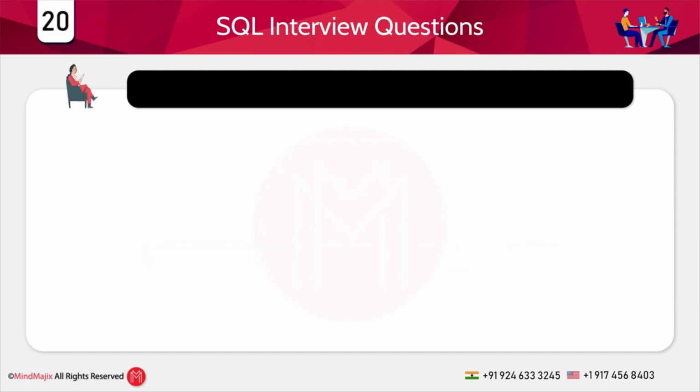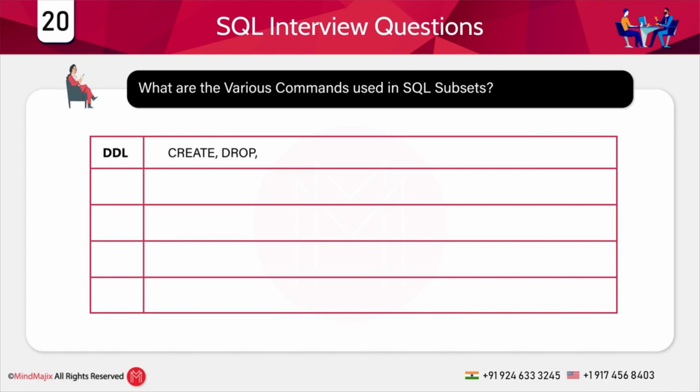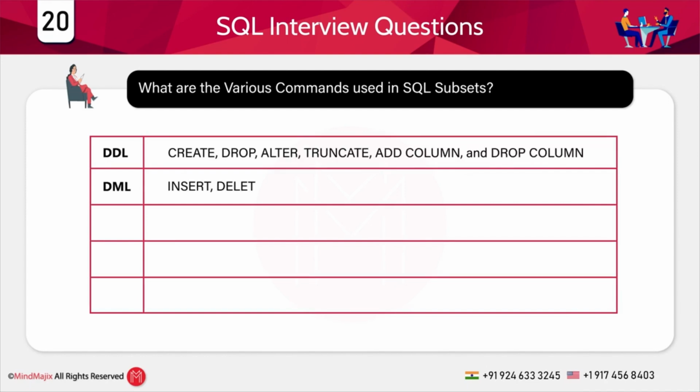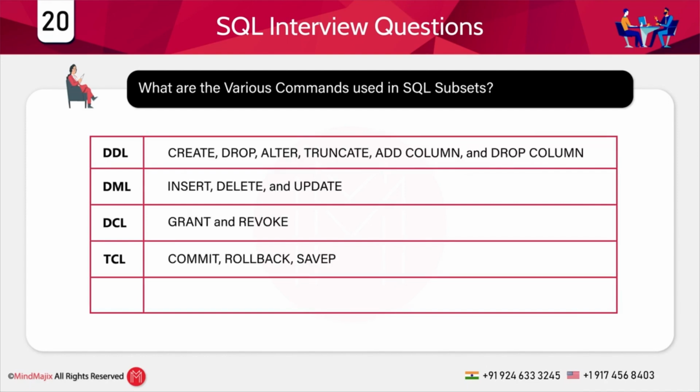The next question is based on the previous question. What are the various types of commands which are used in SQL subsets? As you can see on the screen, these are the various types of statements that can be used in each of these categories. These categories we have discussed in the previous part. If you talk about DDL, the data definition language, these are the statements that you can use over here: create, drop, alter, truncate, add column, and drop column.